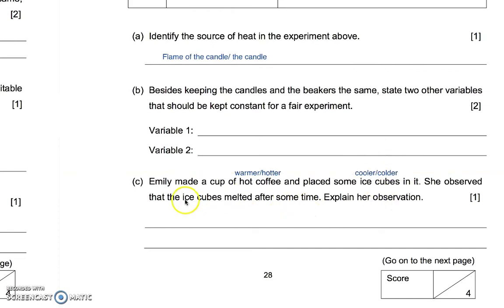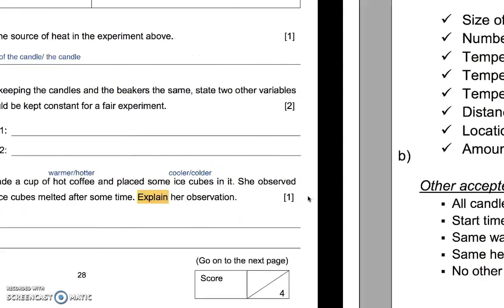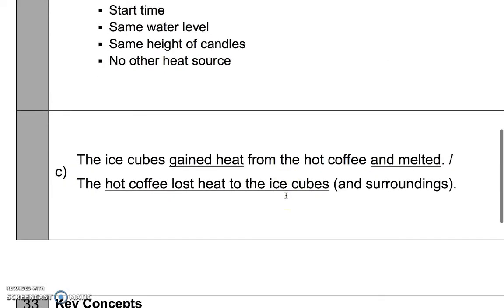Alright, so the reason why the ice cube melted after some time, and you're supposed to explain it. Why is it that the ice cube melted after some time? It is because the heat from the hot coffee has been lost to the ice cubes. Or you can say that the ice cubes actually gained heat from the hot coffee or the surroundings in order for it to melt. So these are the acceptable answers.